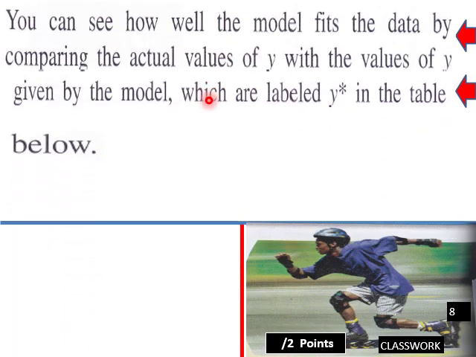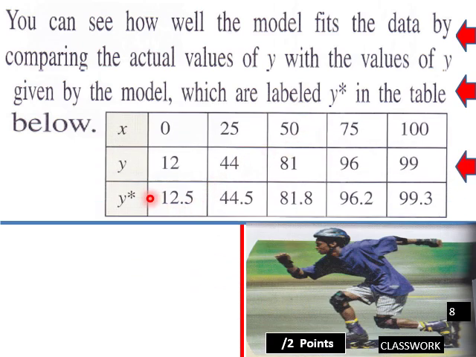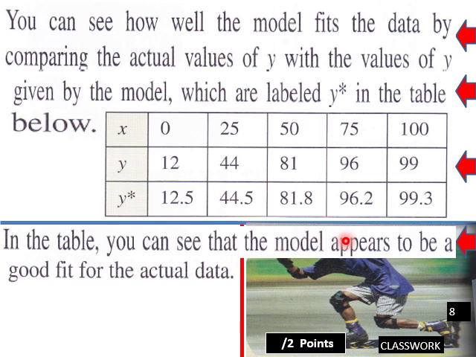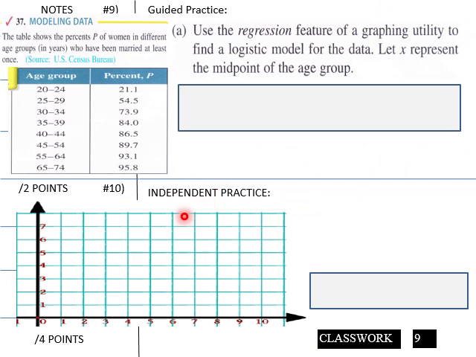You can see how well the model fits the data by comparing the actual values of y with the values of y given by the model, which are labeled y asterisk in the table below. So here's the y, and then this is the model y here. So they're pretty close. In the table, you can see the model appears to be a good fit. Using your regression, it seems to correlate with the actual. Then that way you can project out into the future with it.